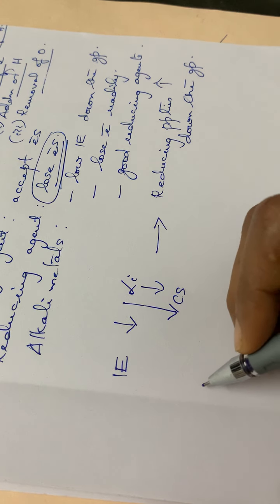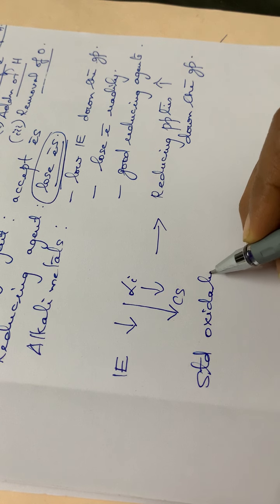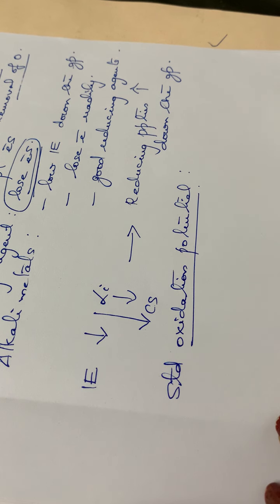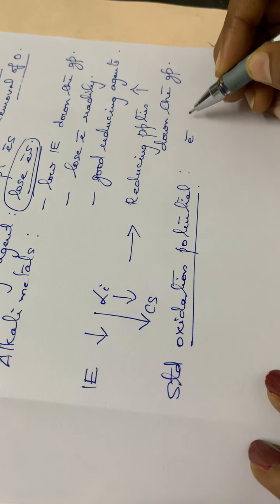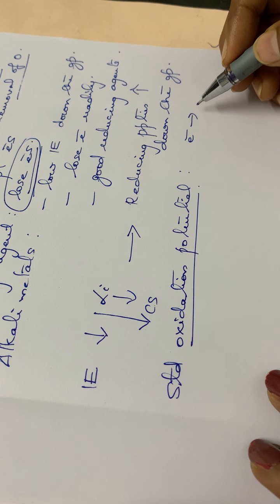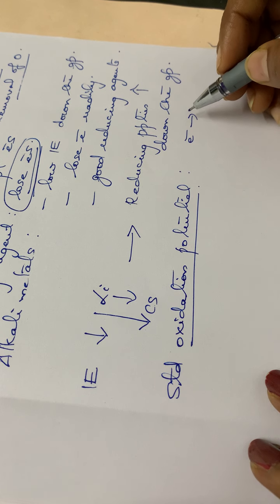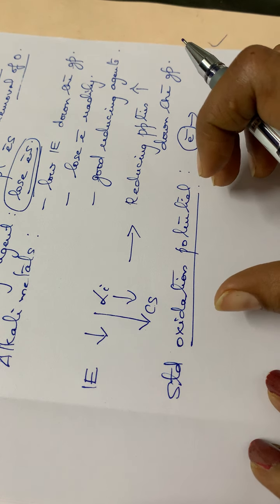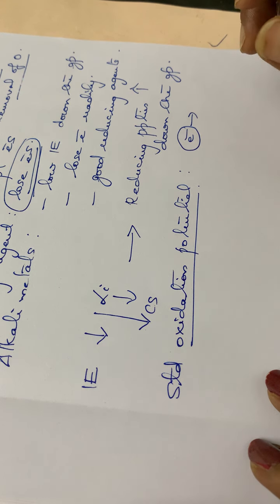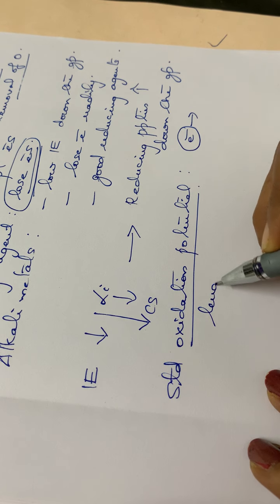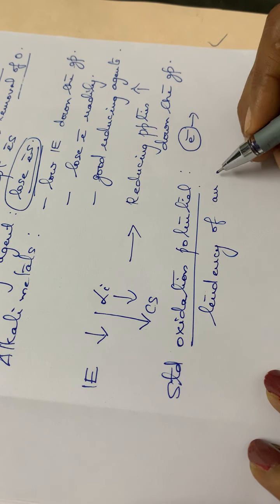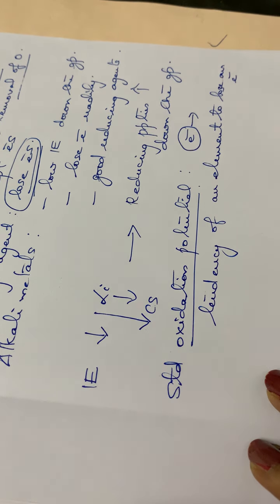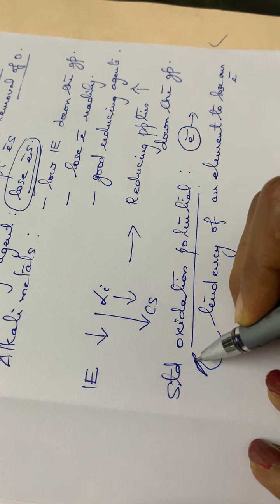Then the next one, that is the standard oxidation potential. Standard oxidation potential is the tendency. For alkali metals we have seen these valence electrons can be easily removed, so the standard oxidation potential measures the tendency of an element to lose an electron from its valence shell. That tendency is measured by the standard oxidation potential.